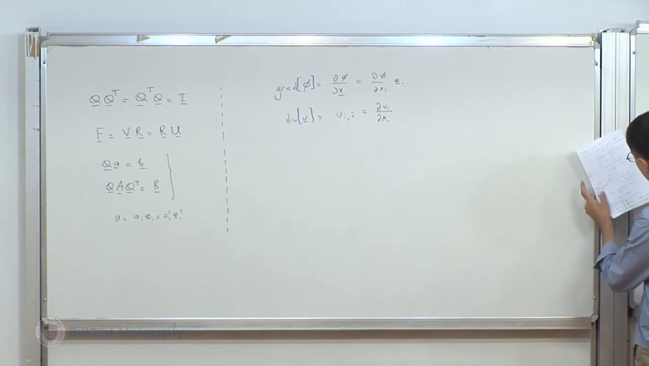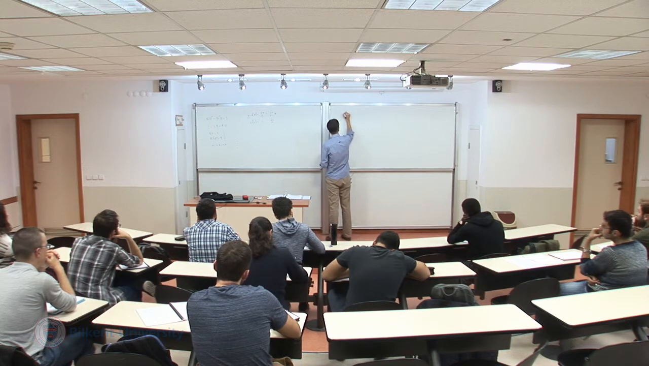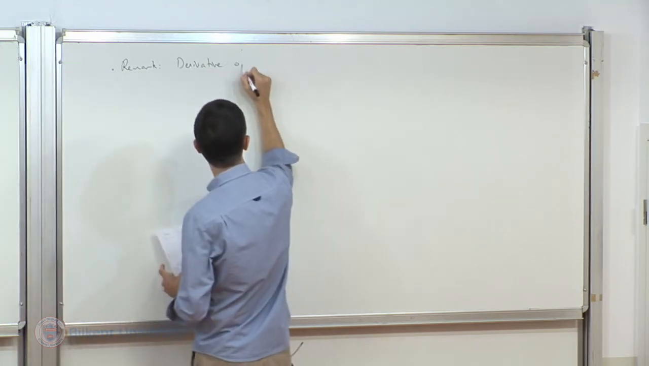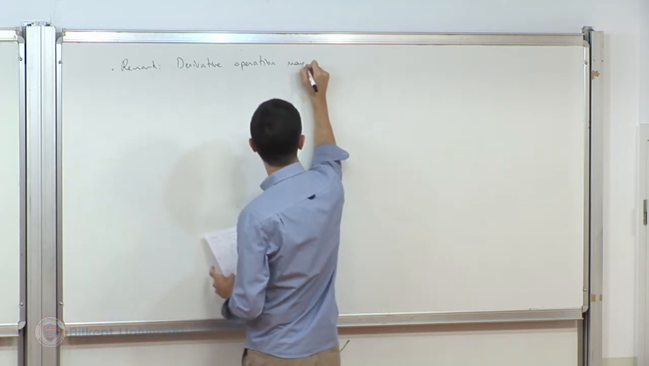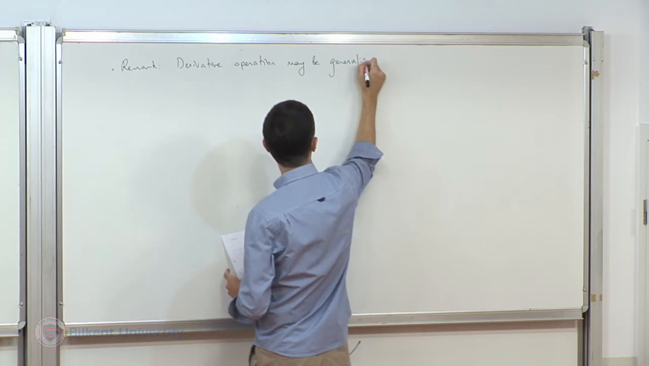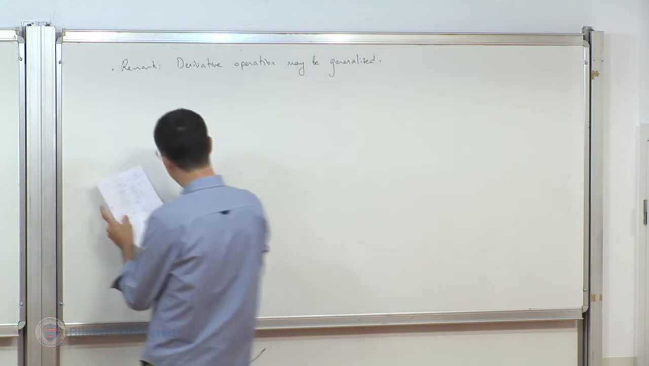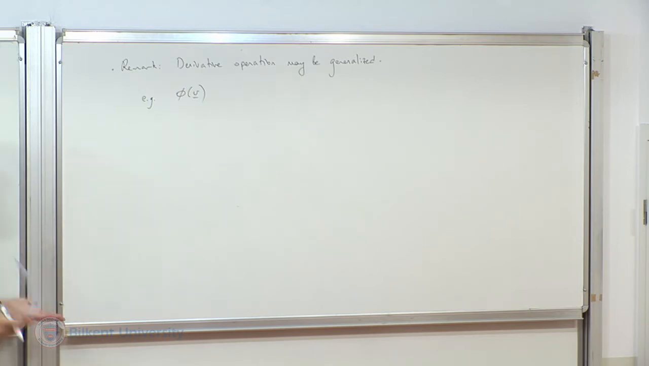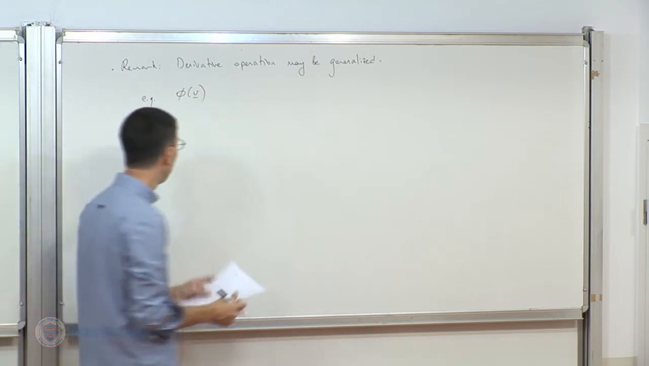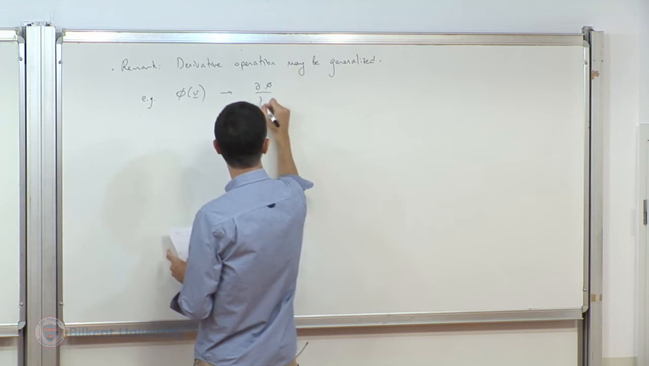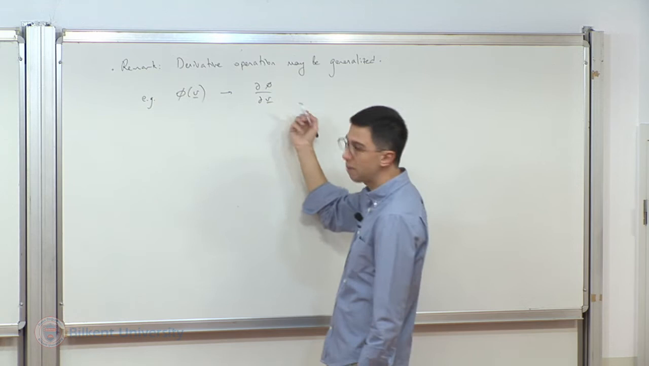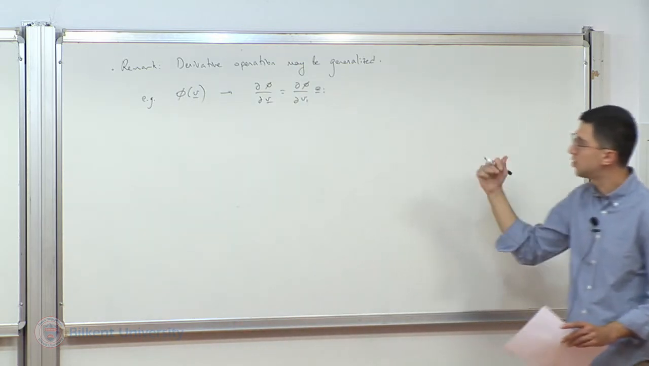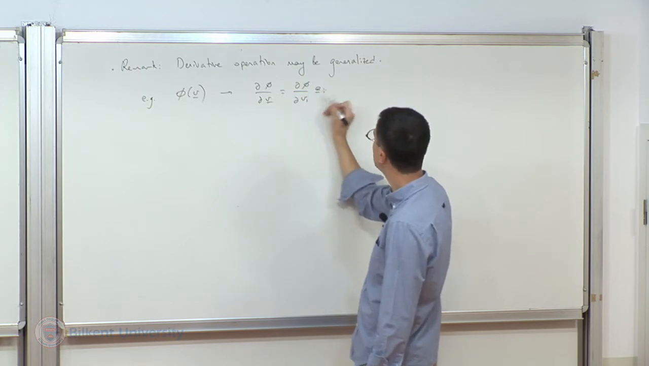But really, we could have the derivative operator generalized. So this is just a short remark. The derivative operation may be generalized as follows. So for instance, you have a scalar field that depends on any vectorial field. It doesn't have to be the position vector. And I can always go ahead and take the partial derivative of phi with respect to that vector. Again, that vector doesn't have to be the position vector. And the operations still hold. So I understand the same thing from that operation. I take derivatives with respect to components and attach the corresponding basis.